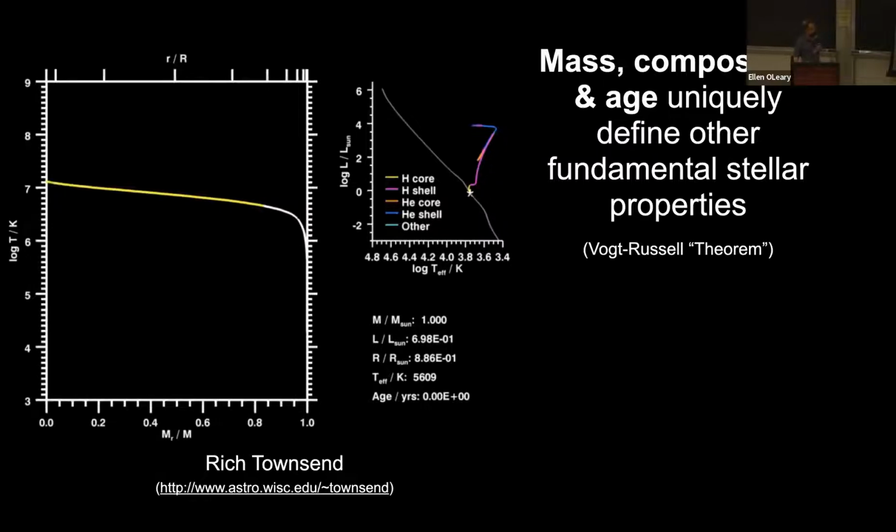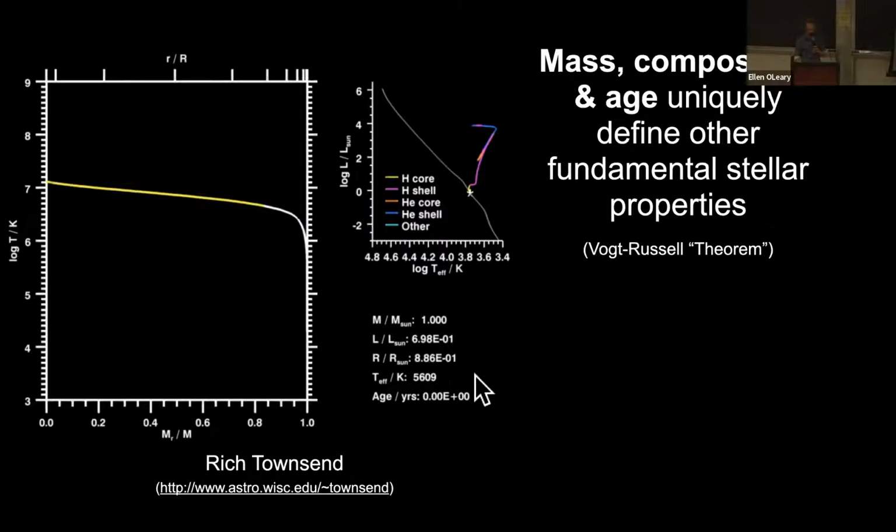To illustrate this, I'm going to show a brief movie of a model. This is from Rich Townsend's website, of a sun-like, solar mass star as it evolves off the main sequence and becomes a red giant. The left-hand side plot shows the temperature stratification within the star. That's temperature as a function of mass coordinate or radius coordinate, which is actually a little bit less important.